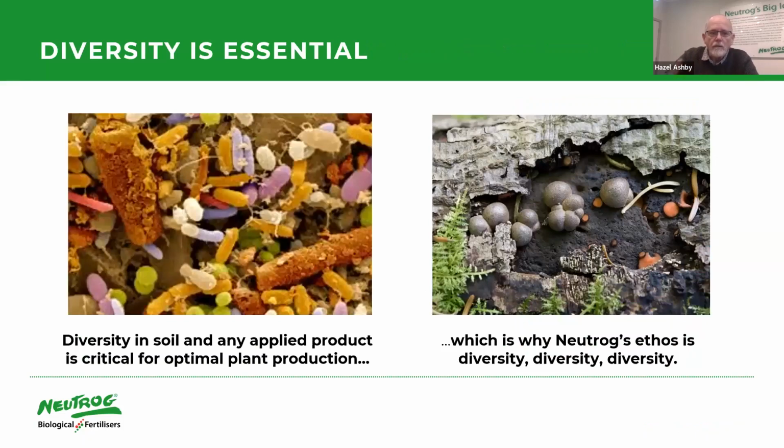So diversity is essential. If you're applying a product, you should be getting as many microbes in there as possible, okay? And that's why the ethos at Neutrog is diversity, diversity, diversity. If you take nothing else away, think about diversity as being so critical. And it sort of goes back to that idea of horses for courses. A polar bear, fantastic hunter in the Arctic. If I drop him in the Australian outback, he's probably dead within 2 weeks.